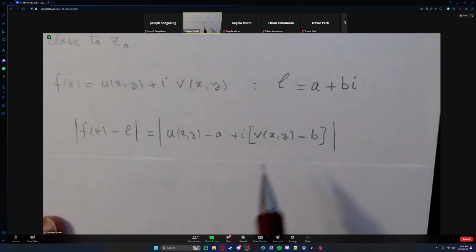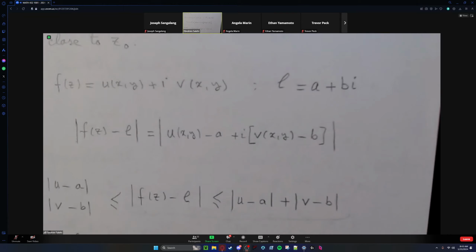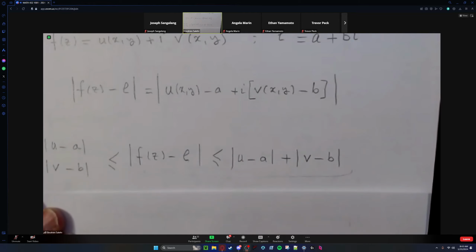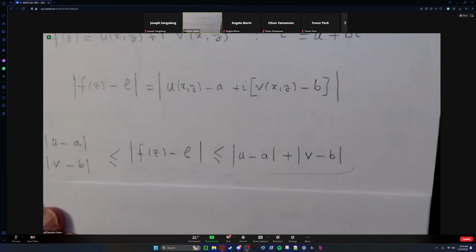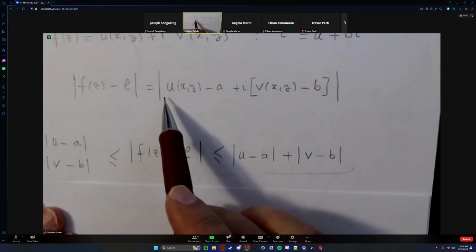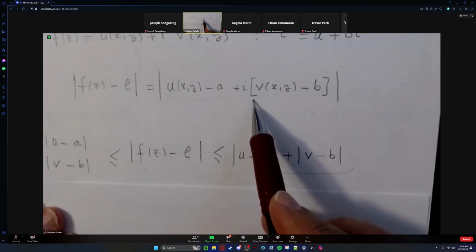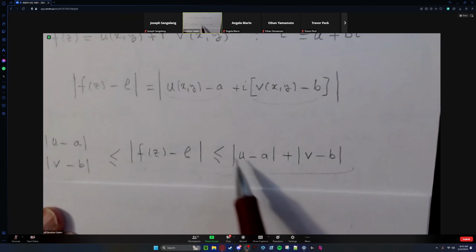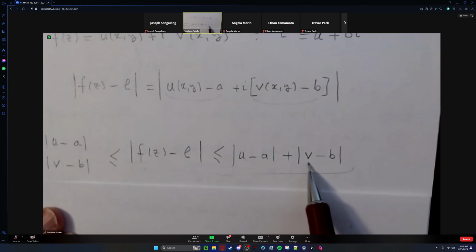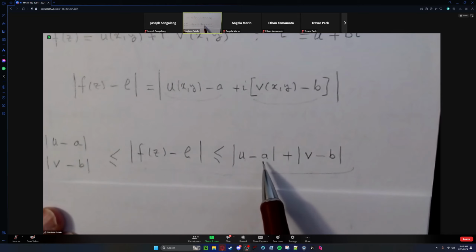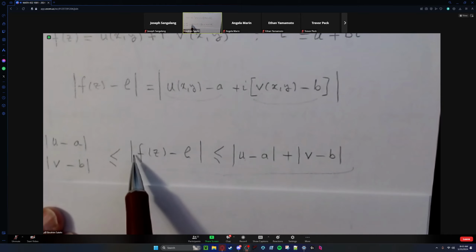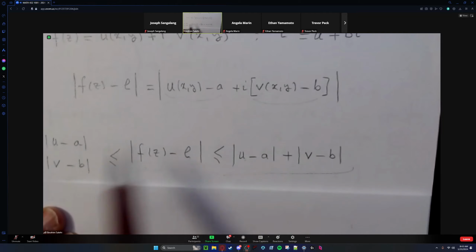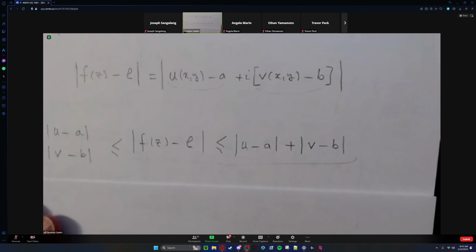Now, I'm going to use this inequality that I talked about, right? This inequality right here. So here you have a complex number, this, minus i this. So it is less than or equal to the real part plus the imaginary part, absolute value, of course, and bigger than or equal to either one of them, all right? Either one of them. So far, so good.